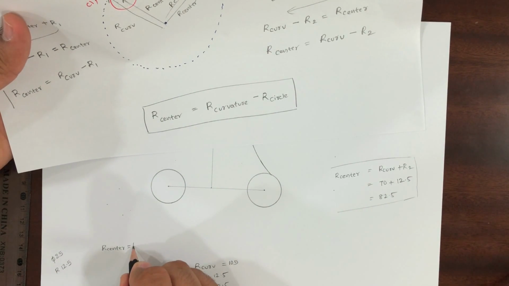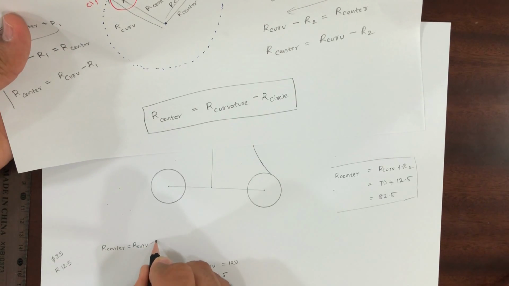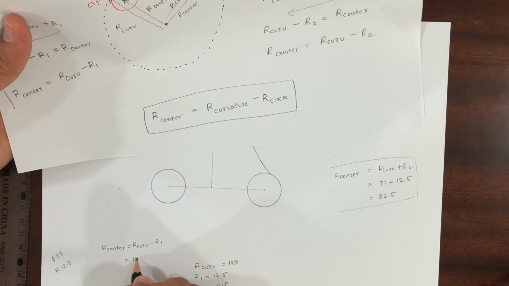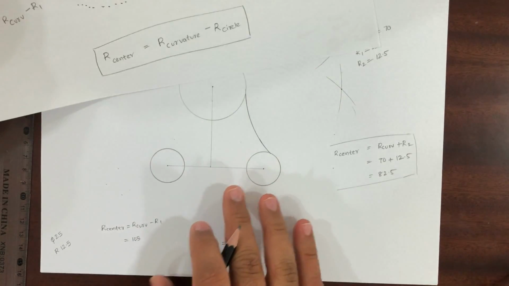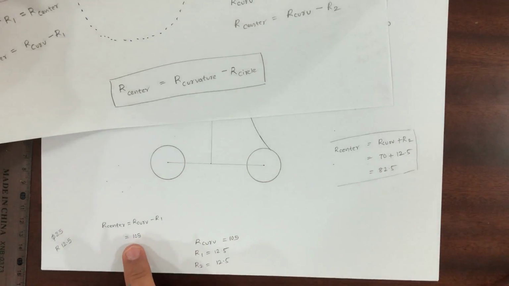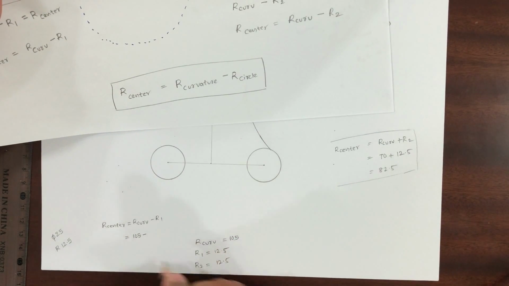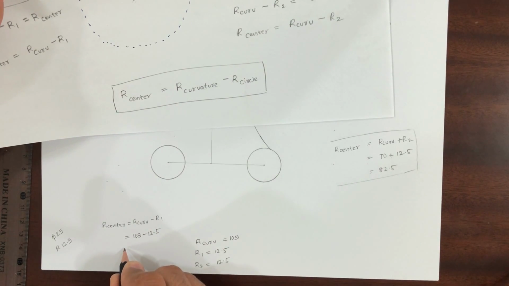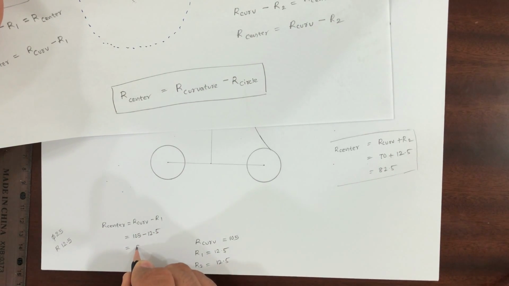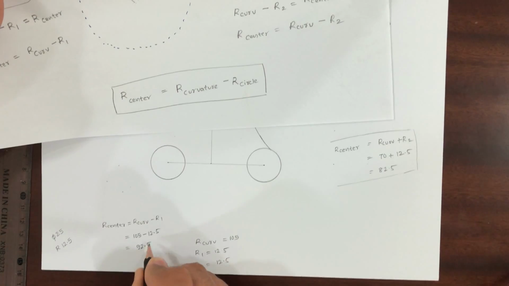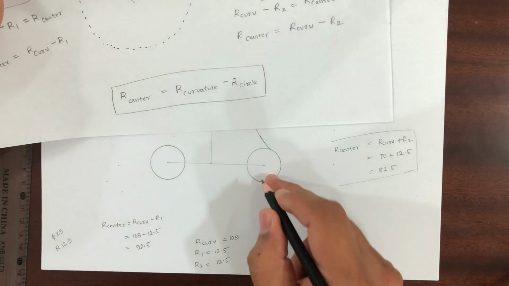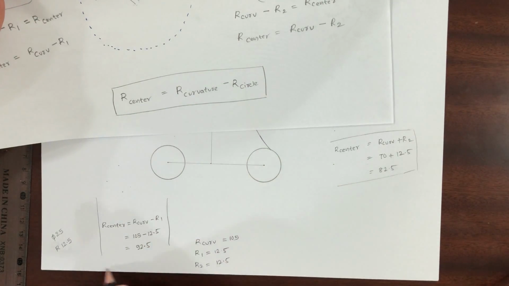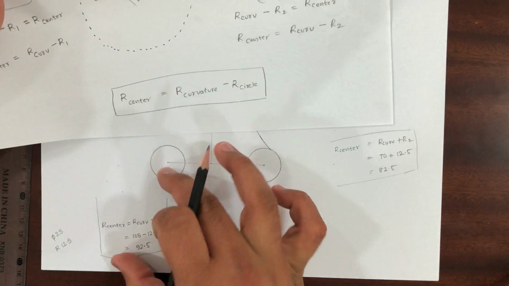Now I am writing the formulas. R center is equal to R curvature minus R1. R curvature is how much? 105. Okay, R curvature 105 minus R1 is 12.5. So it will be how much? 92.5. Similarly here for this circle, so this will be for this circle. This is for this circle.